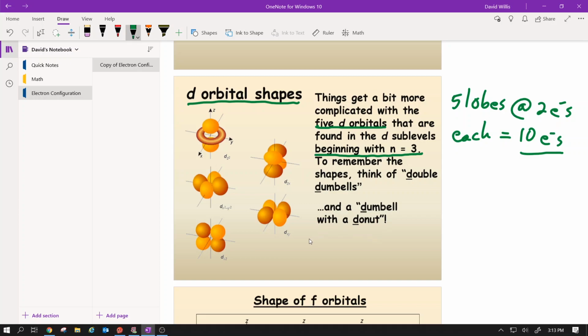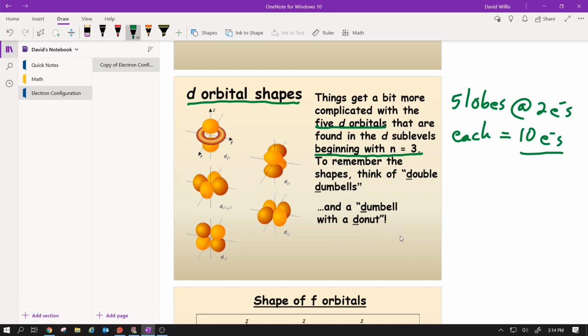Okay. And so we've got one that looks like a set of dumbbells or a set of eggs, 2, 3, 4, and then the 5th one is kind of a dumbbell with a donut. So the math is really getting crazy at this point. Watch my hands. There are 5 lobes that hold 2 electrons each, which means they can hold 10 total. All right, and that's where we are with that.